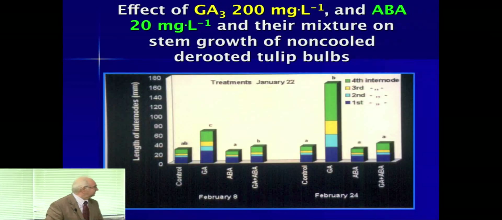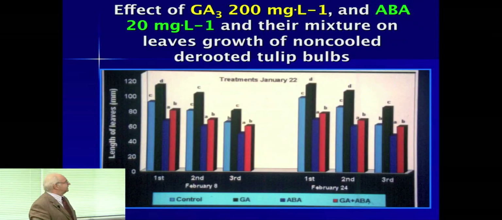higher in the treatment. We measure the leaves: generally speaking, we have first leaves, second leaves, and third leaves, measured on February 8 and February 24. Generally speaking, the growth of all the leaves is stimulated by gibberellin.